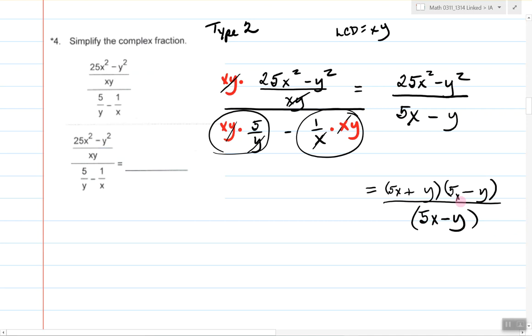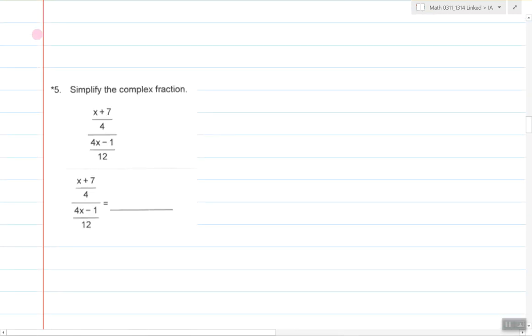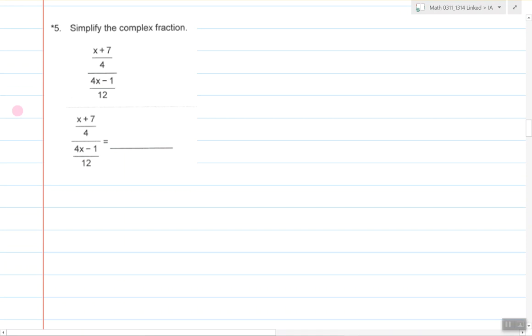I have a common factor. I better do this before the whole thing erases. The 5x minus y's are common factors, and that leaves us with the simplified expression of 5x plus y. And I hope whatever that problem is goes away. Remember, I said that we're not going to ask about domain exclusions in the rest of these problems.